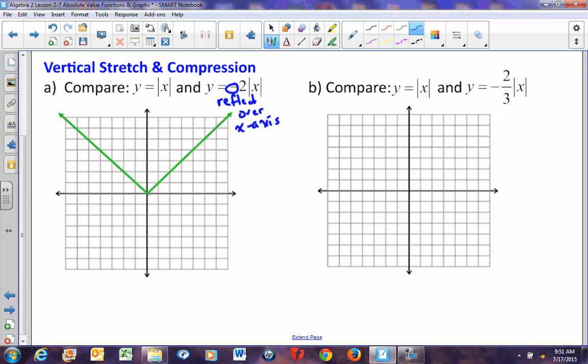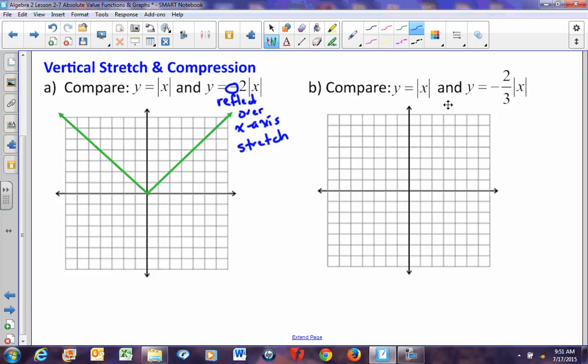And it's also going to stretch it. So you do two things. Notice you'll never reflect an absolute value graph over the y-axis because it's just going to land right on top of itself again. If I reflected over the y-axis, I would put the negative inside of the absolute value, and that's just going to make it the same anyway. So you're never going to reflect over a y-axis for an absolute value graph. You're going to reflect over the x-axis, but not the y-axis.